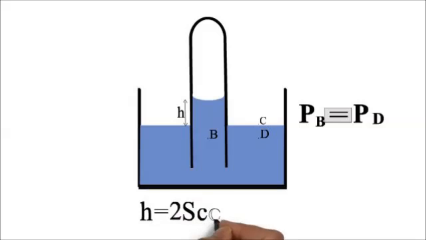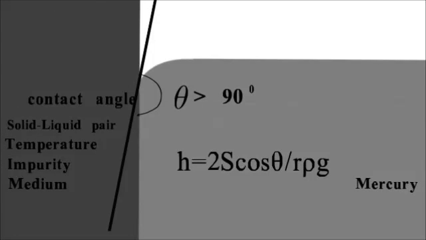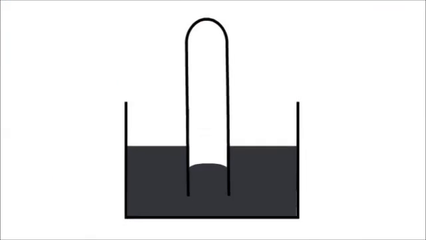And this height can be calculated by the equation h = 2S cos θ / (r ρ g), where S is the surface tension of the liquid, θ is the contact angle, r is the radius of the capillary tube, ρ is the density of the liquid, and g is the gravitational acceleration. For mercury, the contact angle is greater than 90 degrees, so cosine of this angle becomes negative, and therefore the height h becomes negative. Negative height just means that the liquid will go down with respect to its original level.